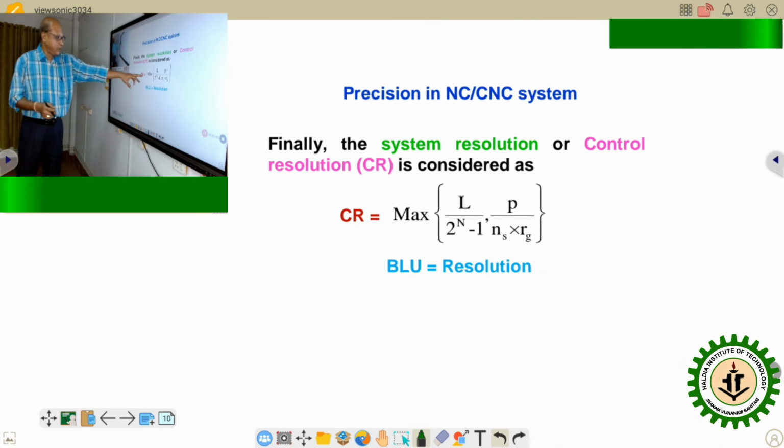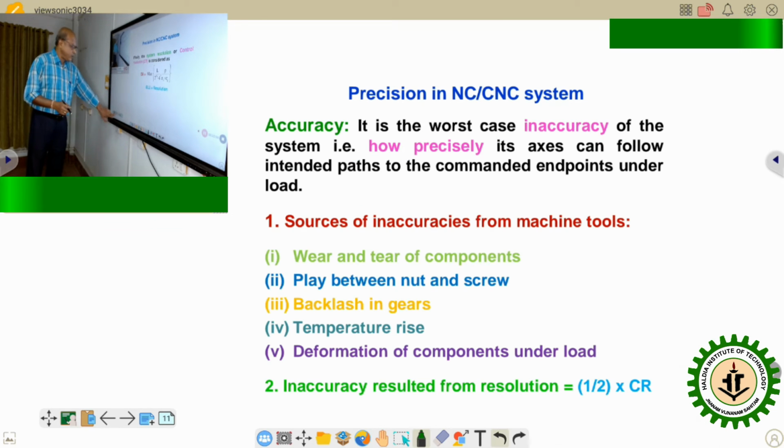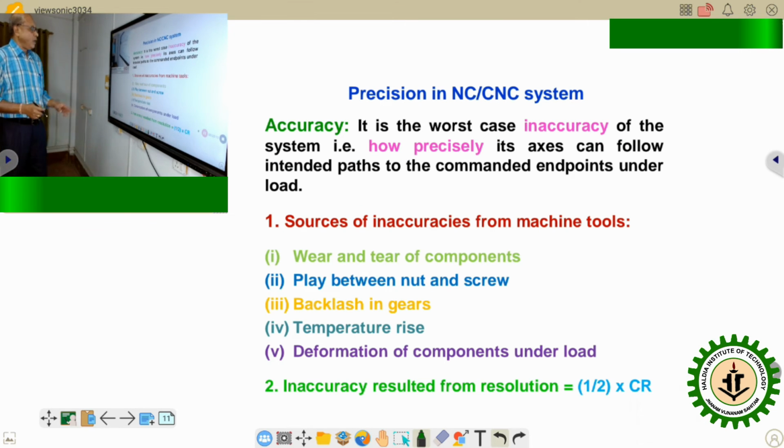That is why the maximum of these two has to be set as your final control resolution. So finally, for your understanding, basic length unit and resolution are both the same. Now we will move to the next one.